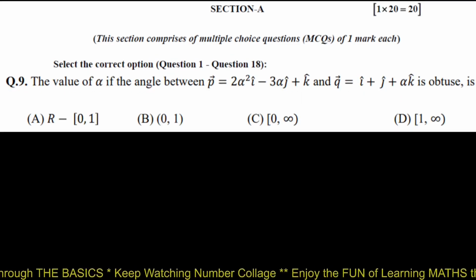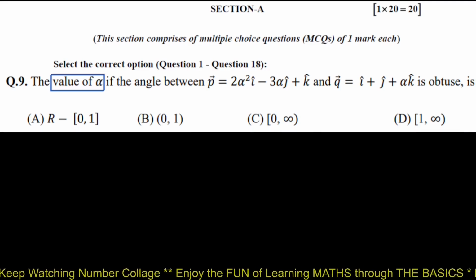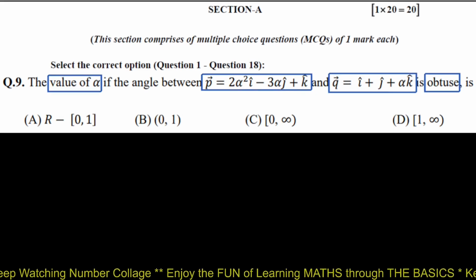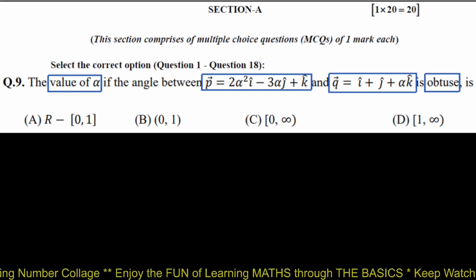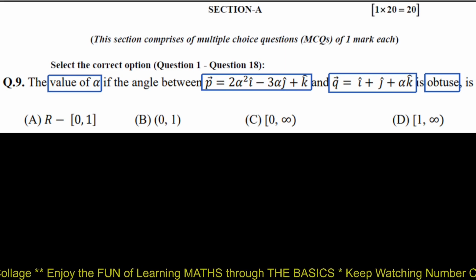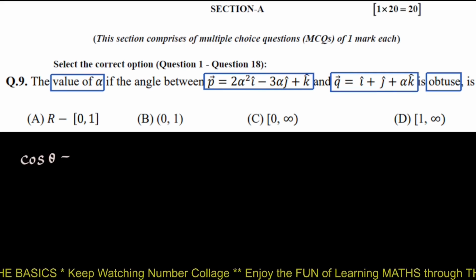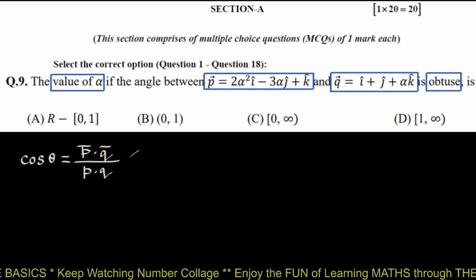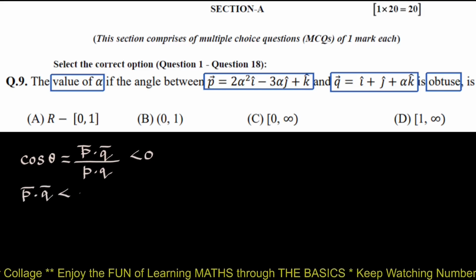We have to find the value of alpha if the angle between vectors P bar and Q bar is obtuse. An obtuse angle is greater than 90 and lies in the second quadrant, and cos in the second quadrant is negative. Hence we have cos theta equals P bar dot Q bar upon PQ. If cos theta is negative, the dot product P bar dot Q bar will also be negative.